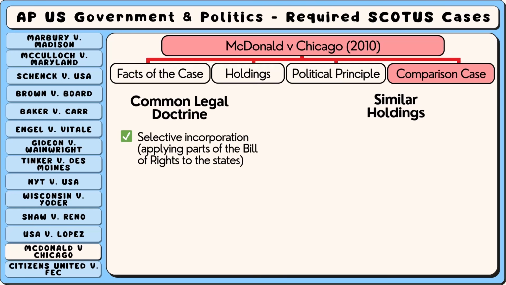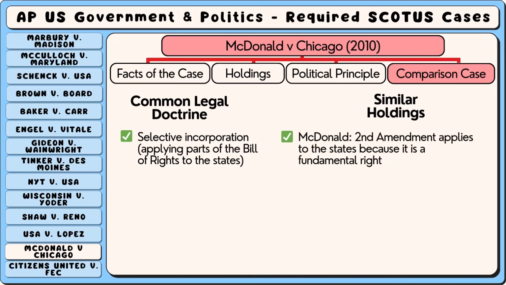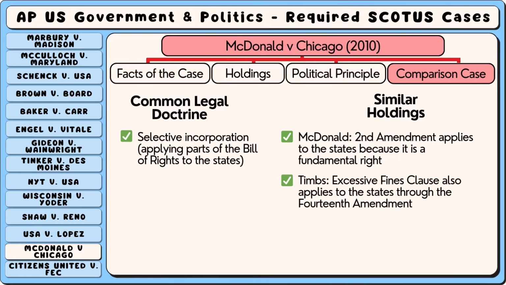Now let's identify the overlapping legal doctrine between Timbs versus Indiana and McDonald versus Chicago. Both cases rely on the doctrine of selective incorporation to apply parts of the Bill of Rights to state governments. Now let's compare the holdings of the two cases. The holding in McDonald versus Chicago was that the Second Amendment applies to the states because it is a fundamental right that is incorporated through the 14th Amendment. The holding in Timbs versus Indiana was that the Eighth Amendment's excessive fines clause also applies to the states through the 14th Amendment.